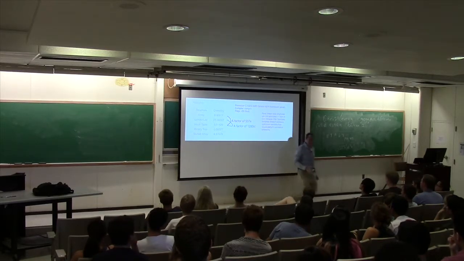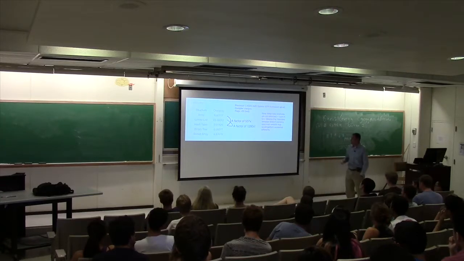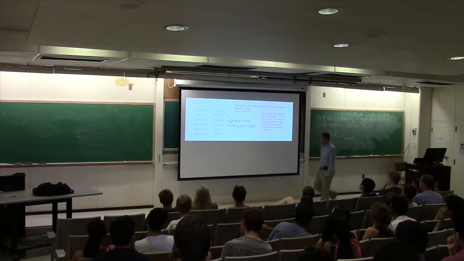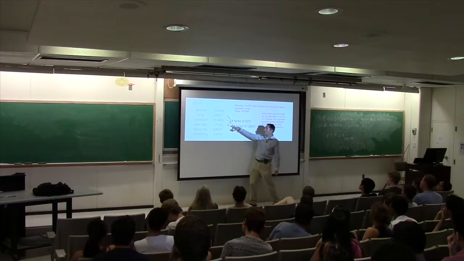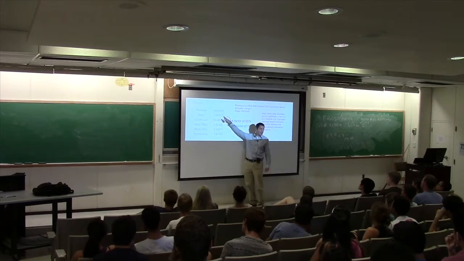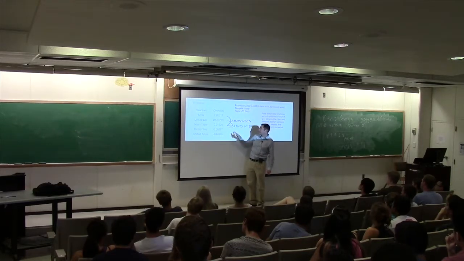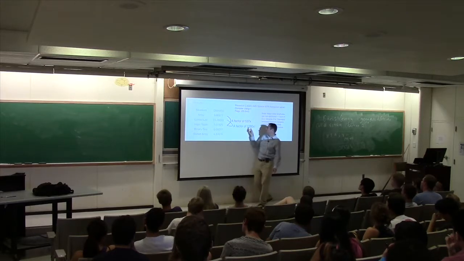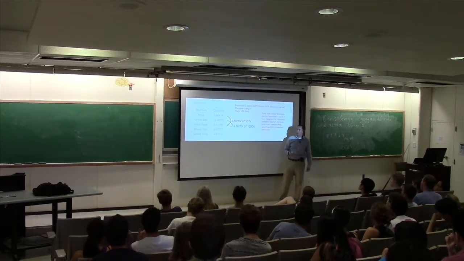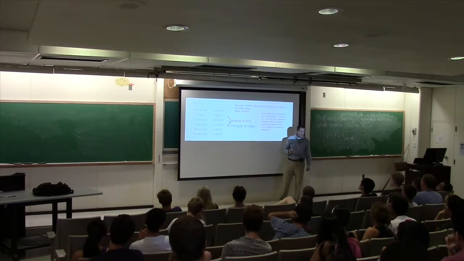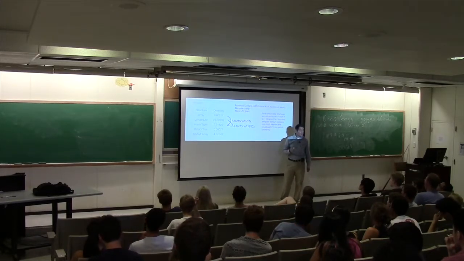OK? Interesting. If you look at the factors here, the array is 537 times slower than the hash table. The linked list is 1,280 times slower than the hash table. That's kind of a big deal, right?